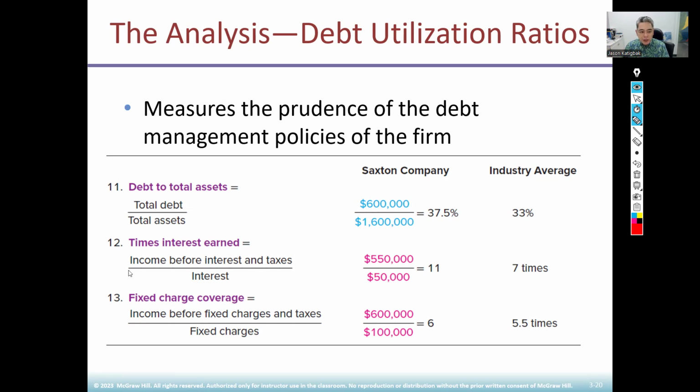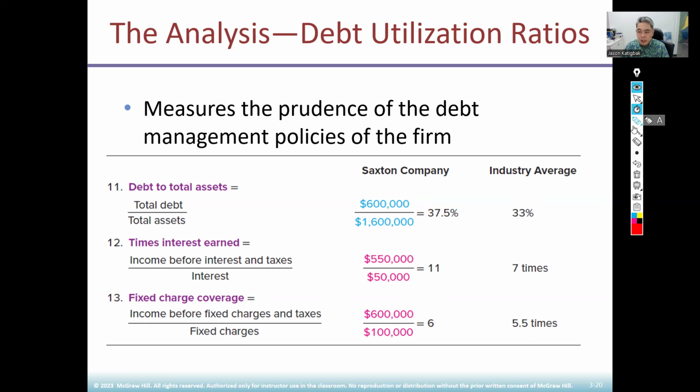But here's an important one. Income before interest and taxes is 550. How much is the interest expense of the debt, that loan, right? It's 50. So you have enough. So you're able to pay this interest of 50K 11 times. It means that you have more than enough income before interest and taxes. So that's why it's 550.